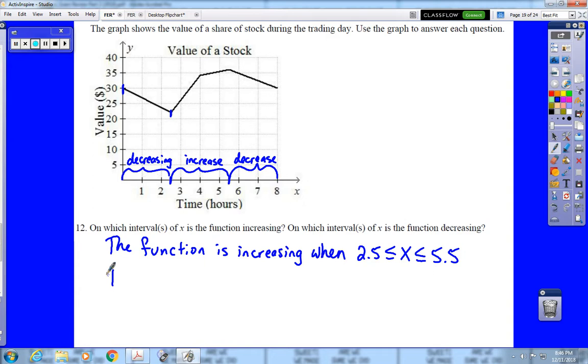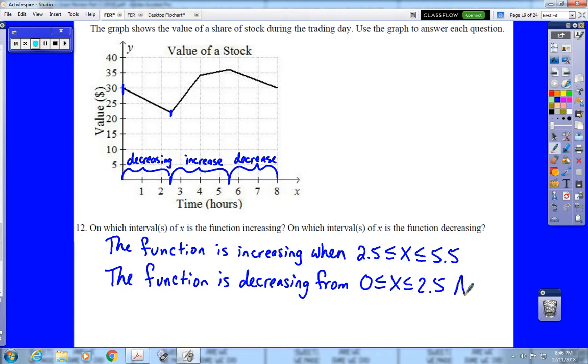It is decreasing from 0 to 2.5, and from 5.5 through the end of the graph, which occurs at 8. So again, we're showing this interval notation to indicate that we know that between time equals 2.5 hours and time equals 5.5 hours, the function is increasing. Between 0 and 2.5 hours, it is decreasing. And between 5.5 and 8 hours, it is increasing. Or decreasing, sorry. Wow. Okay.